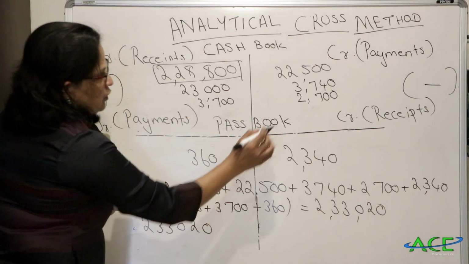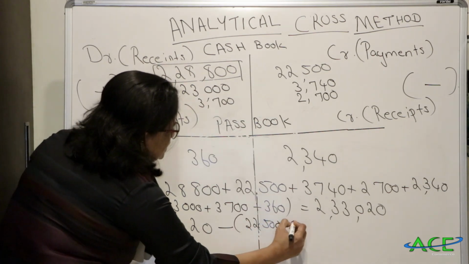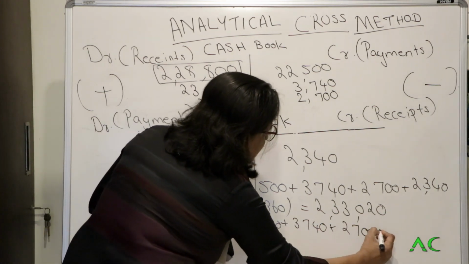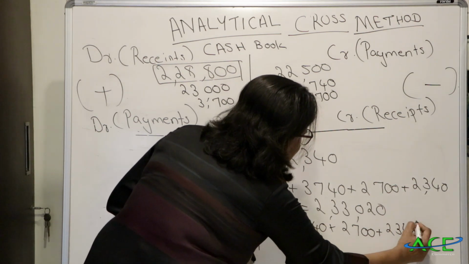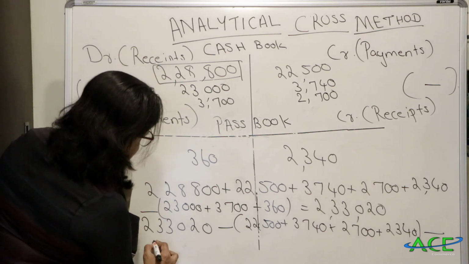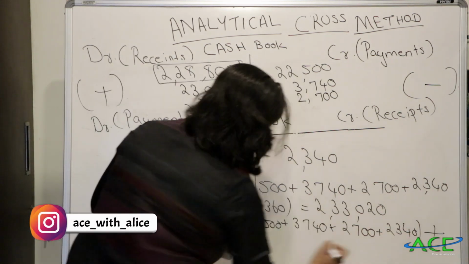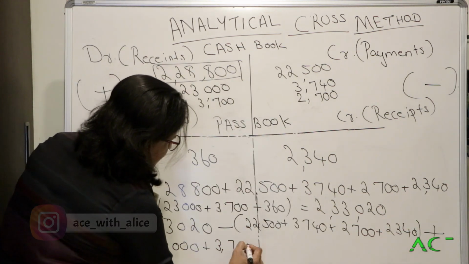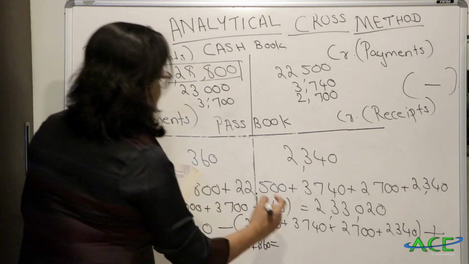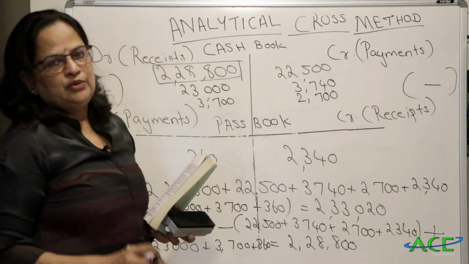2,33,020. Now minus 22,500 plus 3,740 plus 2,700 plus 2,340 minus 23,000 plus 3,700. So you will plus 360. So you will get the value 2,28,800. So this is how you will do the problem.